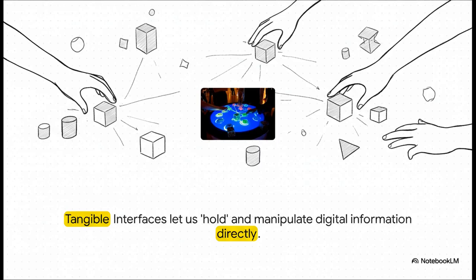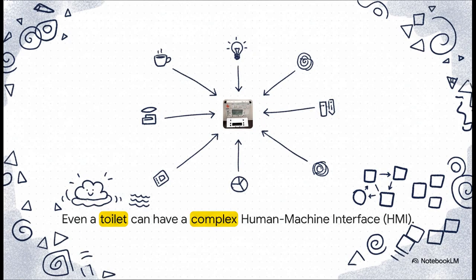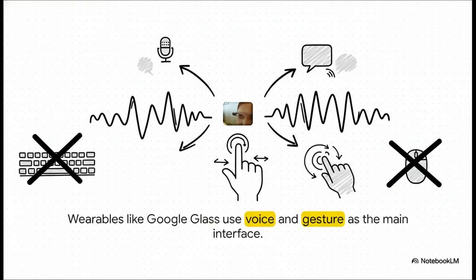And here's a perfect example of what that looks like. This is a tangible interface. These people are physically moving blocks on a table to interact with digital information. The line between the physical world and the digital world is just completely blurring. And to show you just how common this is getting, look at this. Yes, that is the control panel for a toilet in Japan. This is a human-machine interface, or HMI, which is just a UI for a physical object. It's a funny example, but it proves that these design principles are at work absolutely everywhere, even in the most unexpected places.